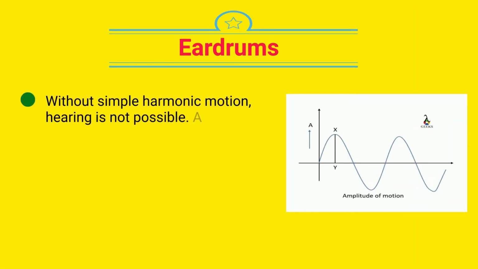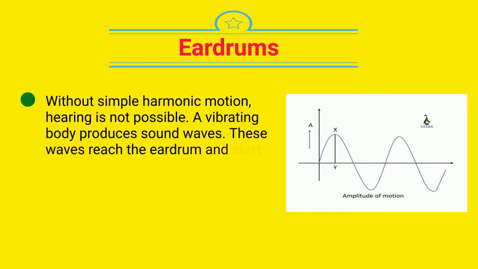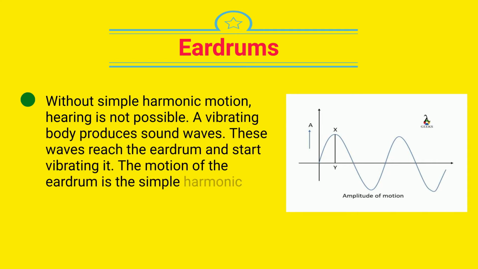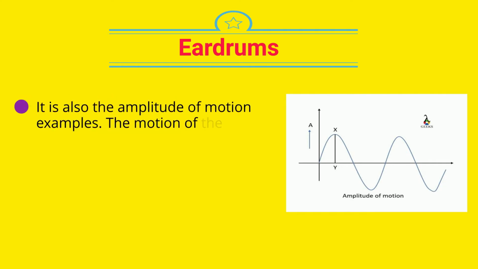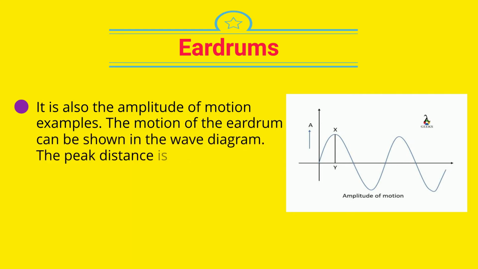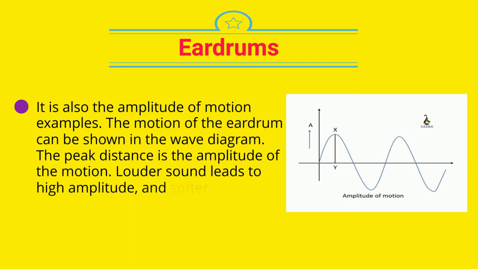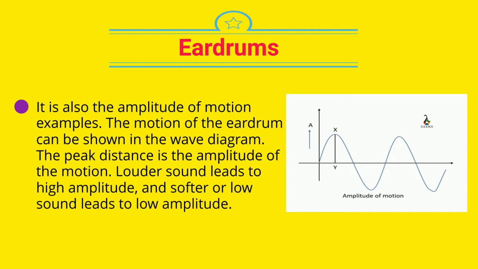Eardrums. Without simple harmonic motion, hearing is not possible. A vibrating body produces sound waves. These waves reach the eardrum and start vibrating it. The motion of the eardrum is simple harmonic motion. It is also an amplitude of motion example. The motion of the eardrum can be shown in the wave diagram. The peak distance is the amplitude of the motion. Louder sound leads to high amplitude, and softer or low sound leads to low amplitude.